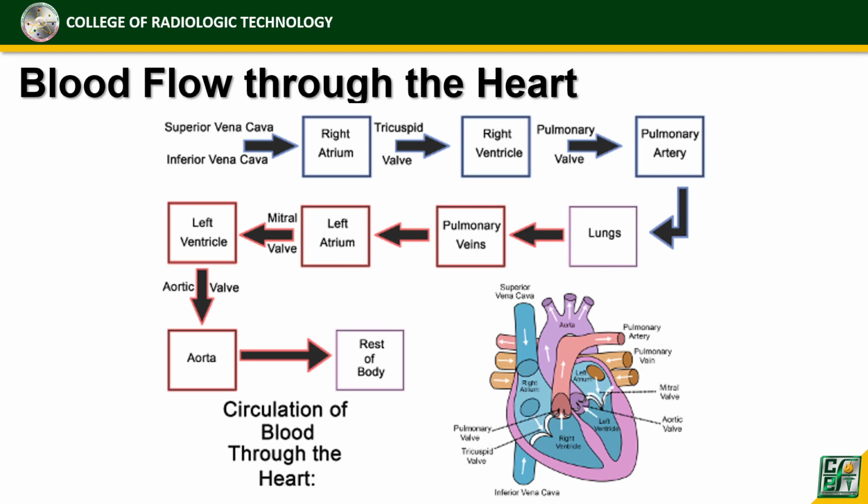Then after the gas exchange, the oxygenated blood from the lungs, okay, will go to the pulmonary veins, and then will go to the left atrium. From the left atrium, the oxygenated blood will pass through the mitral valve or the bicuspid valve, going to the left ventricle. And then the left ventricle will pump the oxygenated blood to the aorta, passing through the aortic valve. And from the aorta, it will be distributed towards the rest of the body.